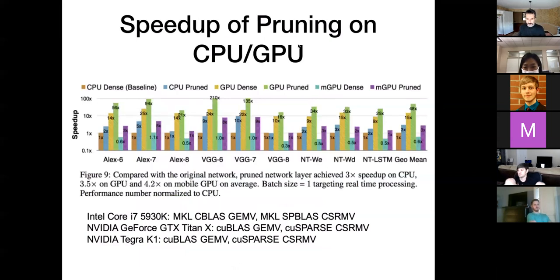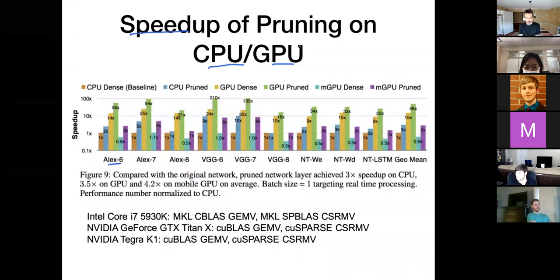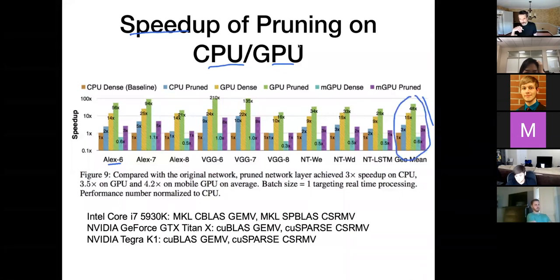Also, they reported the speedup on different hardware, particularly CPU and GPU, for different neural networks, right? AlexNet, VGG, different kinds of architecture, right? This one is the summary, the geometric average across all of these. So you can see that this one is for CPU. This one is CPU when it is pruned, 3x on average across all of these architectures. When you use pruning on the CPU, this is pruned on the GPU, right?